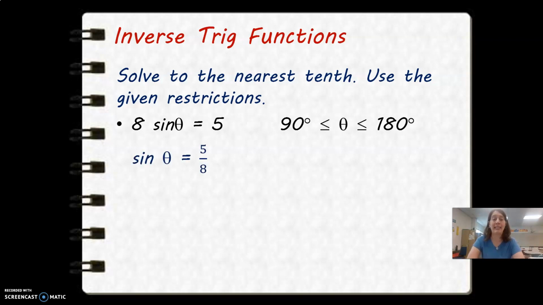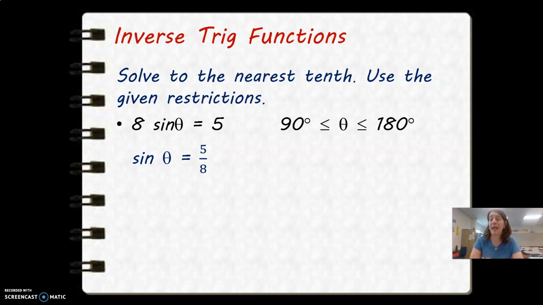Start the equation the exact same way. So divide the 8 over, so I have sine theta is equal to 5 over 8. Now, on my calculator, that was the question that we just did, and that gave me 38.7. Well, 38.7 is in the first quadrant, but I need my answer to be in the second quadrant. So how do I get 38.7 degrees into the second quadrant?